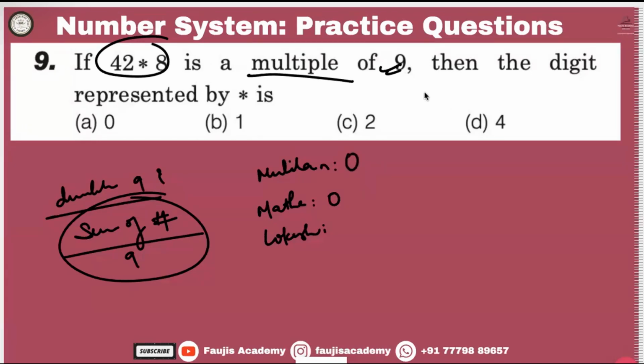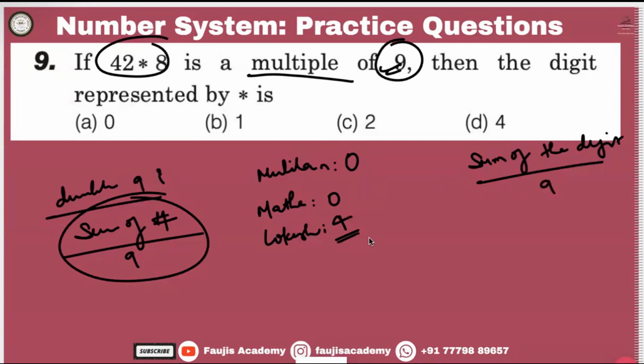Just imagine what is the divisibility rule of 9: the sum of the digits. Lokesh, what do you think about this? Sir, option D, 4. Yes, Lokesh. Lokesh is correct.